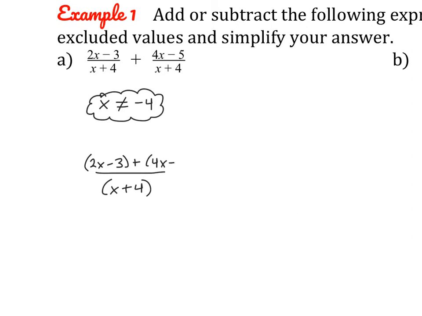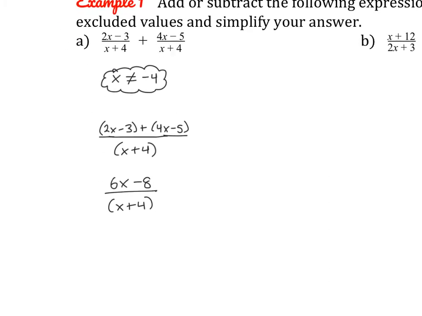plus 4x minus 5. And since we're simply adding the two expressions, we're really just combining like terms. So we can combine 2x and 4x to give us 6x. And then here we can combine -3 and -5 to give us -8. And then over x plus 4.